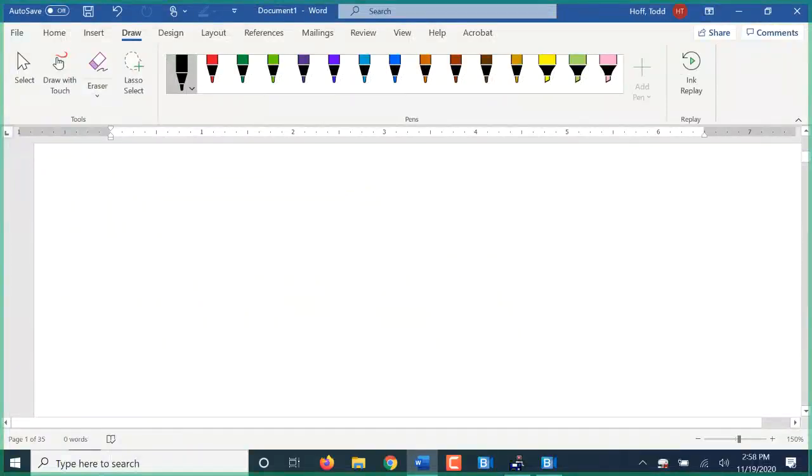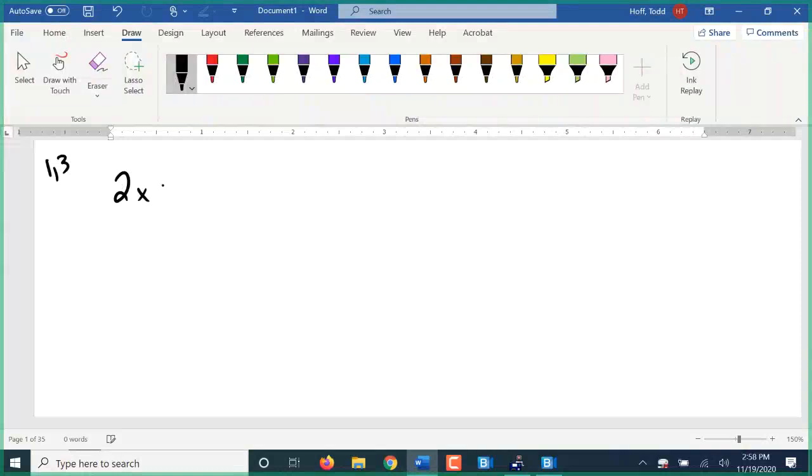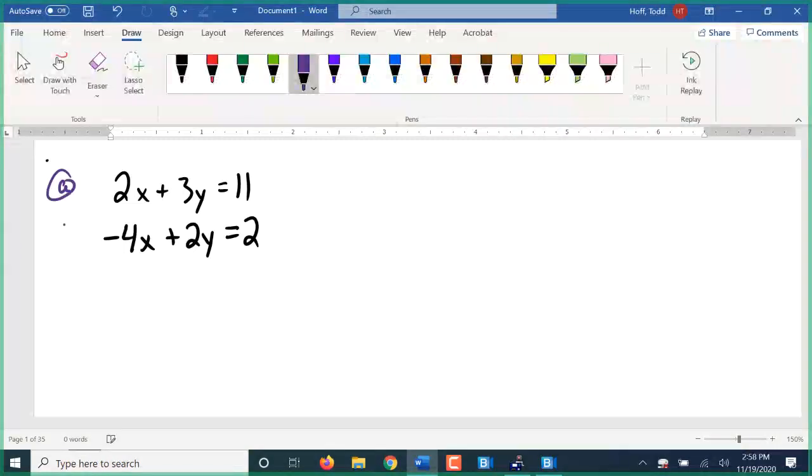I'm going to have you solve this one in your notes quick. So we've got 2x plus 3y equals 11. Negative 4x plus 2y equals 2. I'll have you solve that one quick as well. I'll give you about 2 minutes on this one, and then we'll go over it.